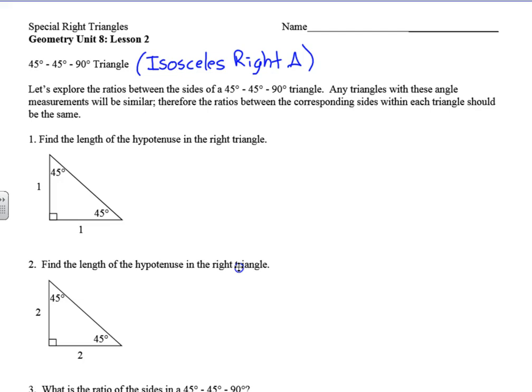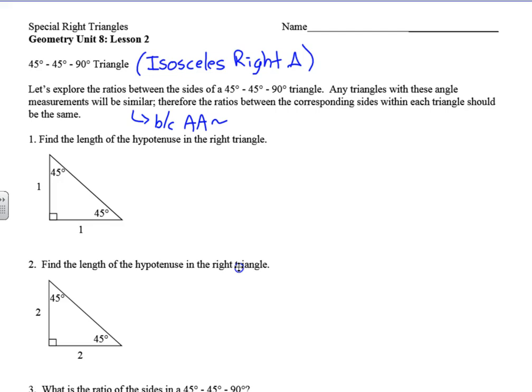Any triangles with these angle measurements will be similar. Therefore, the ratios between the corresponding sides should be the same. So similar because of the angle-angle similarity postulate. So if the angles are the same in a triangle, the sides are proportional.